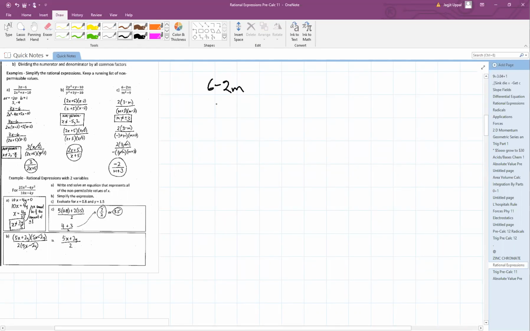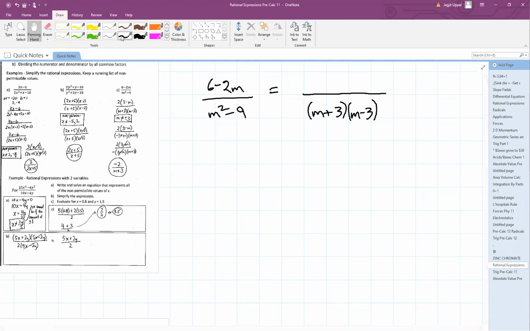6 minus 2m over m squared minus 9. Now the bottom is easy. That's just going to be m plus 3 times m minus 3, right? That's super easy stuff. Now we've got to factor the top. When you factor the top, you realize you have 6 and 2, so both of those can be factored by 2.